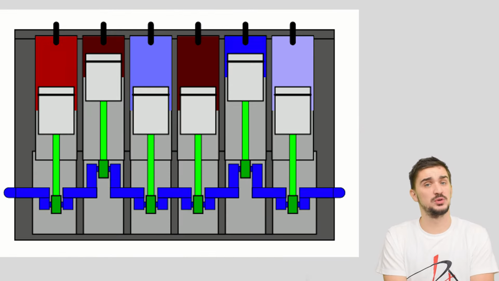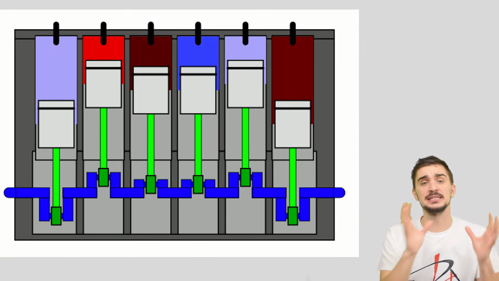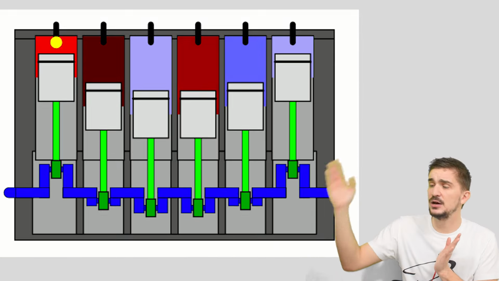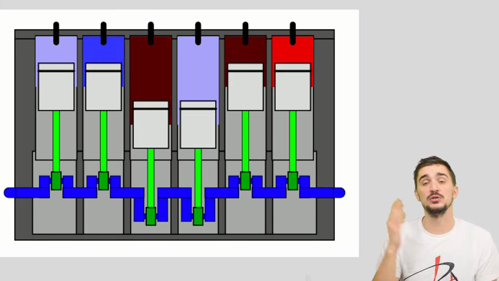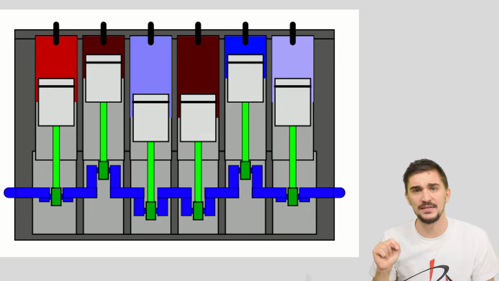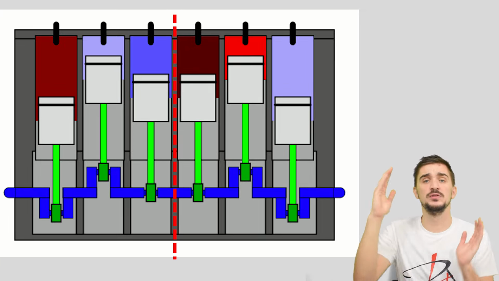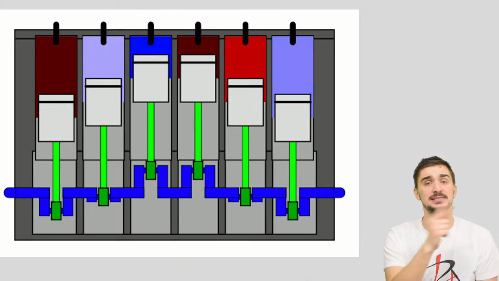What about primary balance? Well, the inline 6 has perfect primary balance because it has an even number of pistons. So the mass of each individual piston can be cancelled out by the mass of another equal piston. Also, unlike the inline 3 or the inline 5, the inline 6 is balanced in relation to its center of gravity, and there is no rocking moment front to back like you can see in the inline 3 or the inline 5.